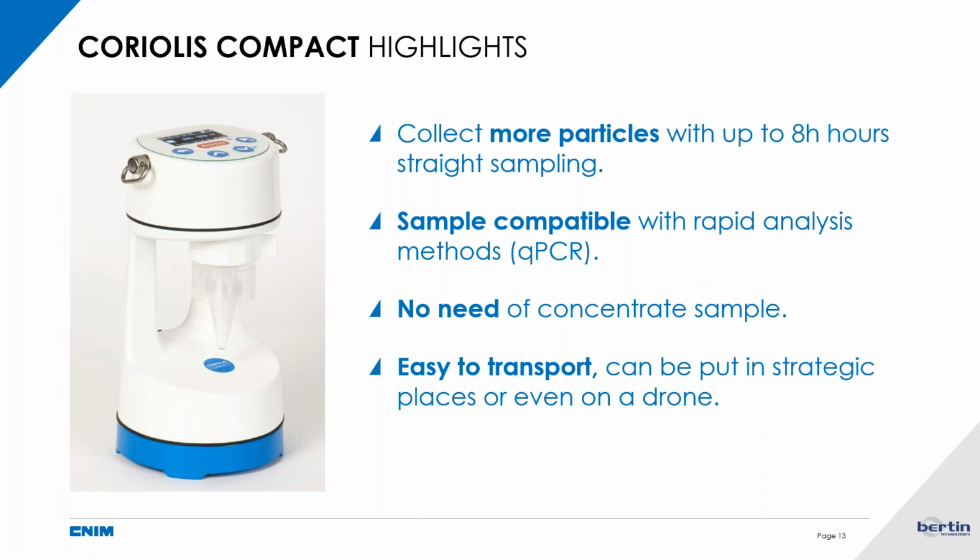The main advantage of the Coriolis Compact is that you collect more particles with up to 8 hours of straight sampling. So you just need to start the instrument and then wait for 8 hours. All the samples are compatible with rapid analysis methods such as qPCR. You don't need to concentrate your sample, as you can recover your sample in the desired volume, and it's easy to transport and can be put in strategic places or even on a drone if needed.